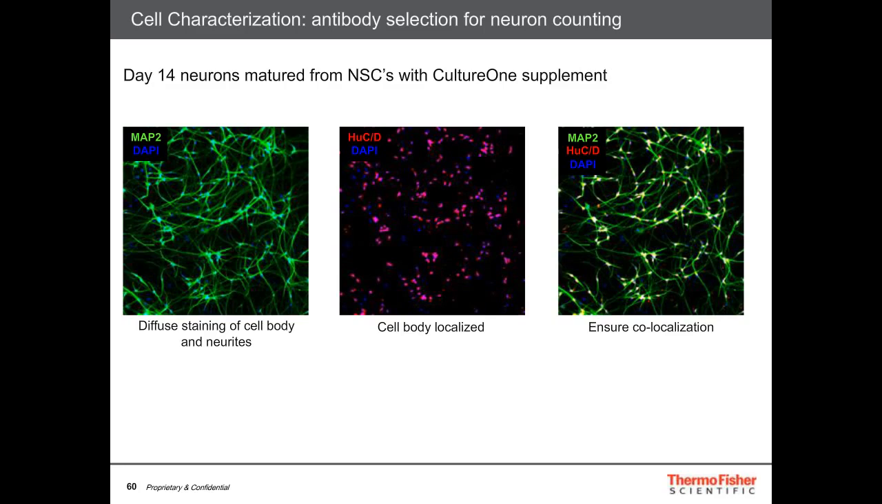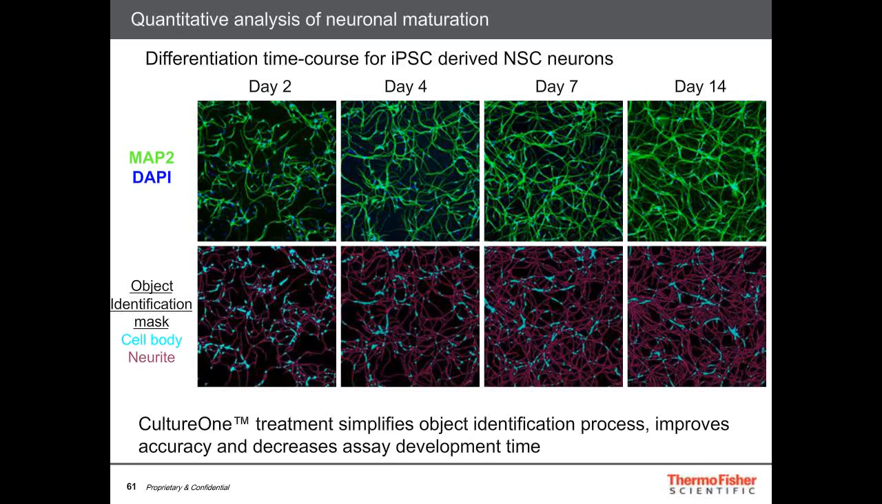And here I'm just showing that the UCD antibody can also be used to quantify iPSC-derived NSC differentiated neurons. Whenever you're using antibodies for a system to identify a specific cell type, you definitely want to make sure that they are staining the correct cells. So here it shows that the UCD and the MAP2 are staining the same cells in these iPSC-derived neurons.